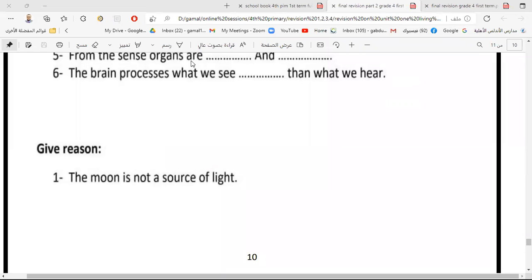The moon, give reason. The moon is not a source of light. Because it has no energy. Because it has what? It doesn't emit light. It reflects the sunlight, you know? It reflects the sunlight, okay? It is a better answer. And it is a dark body. You can say also it is a dark body. But it reflects sunlight. Is it okay? Thank you, my son.